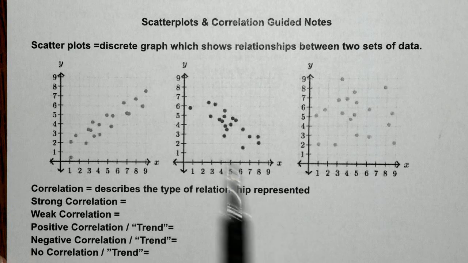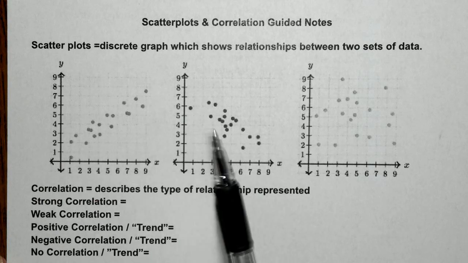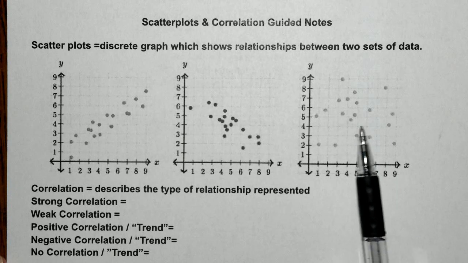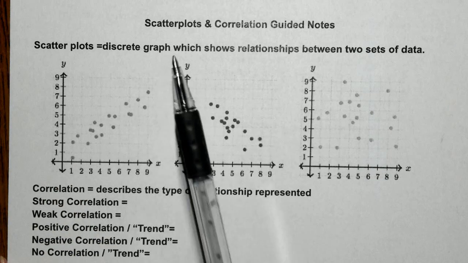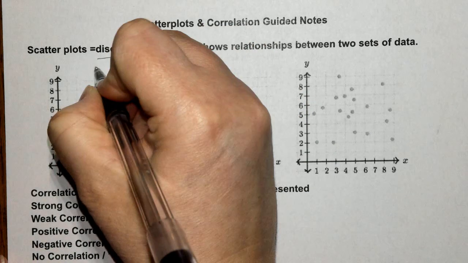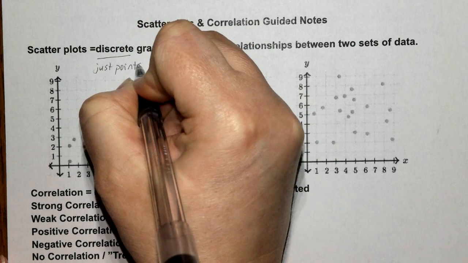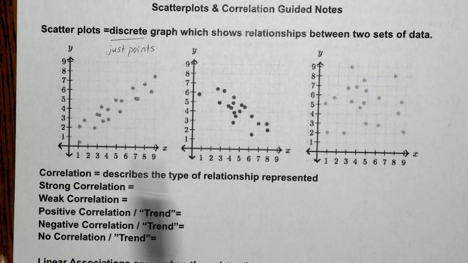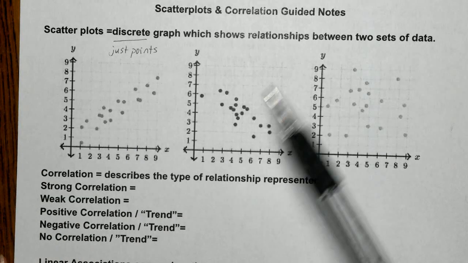All right. So scatter plots are just graphs that have only points. They don't have any lines or curves on them. It's just points. That's what a scatter plot is. Discrete means just points. You don't have any lines or curves connecting anything. Now, you still have your x-axis and your y-axis, and so it's still showing how two things are related.